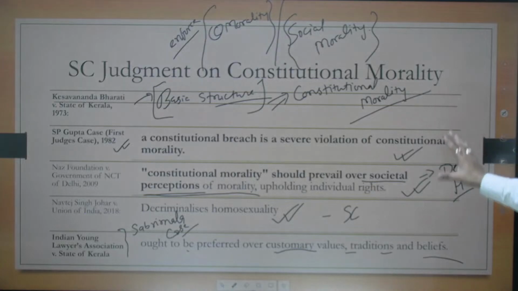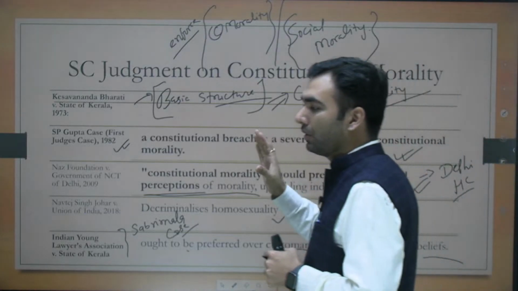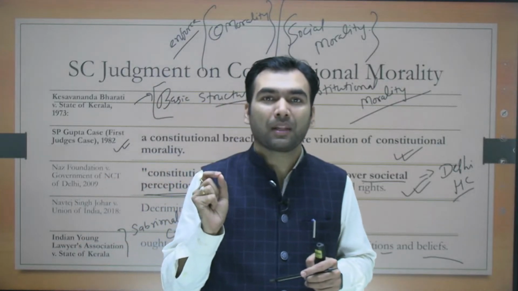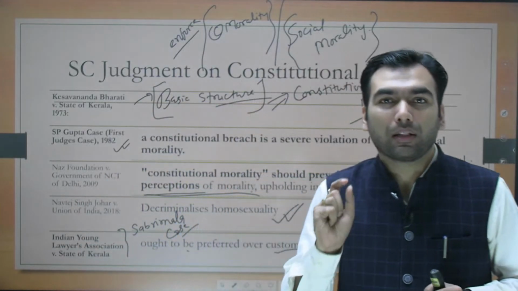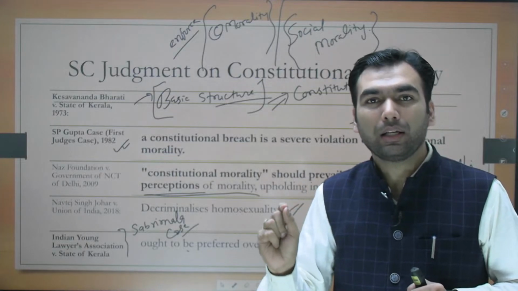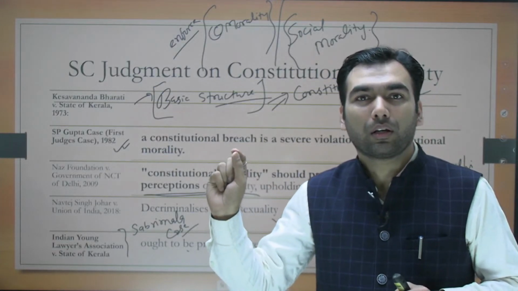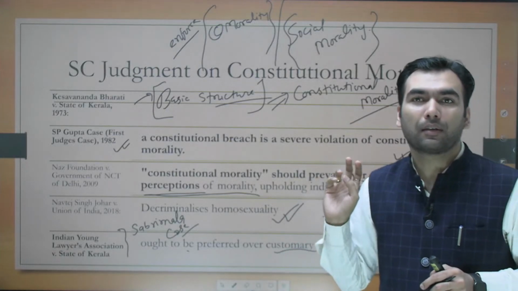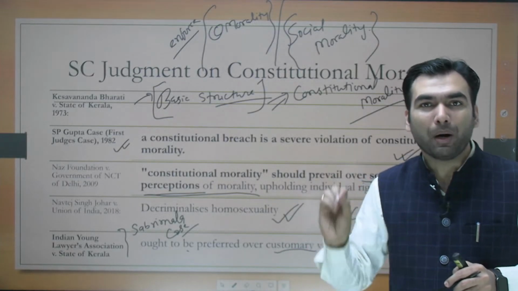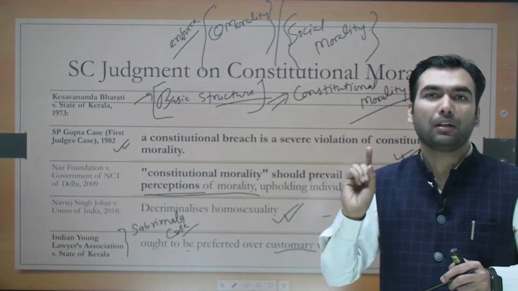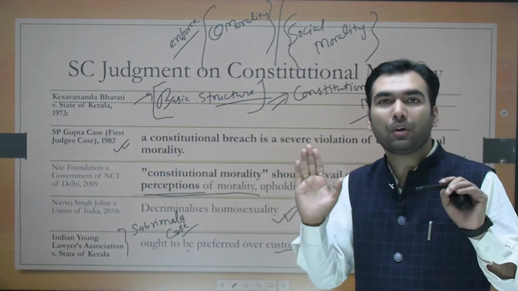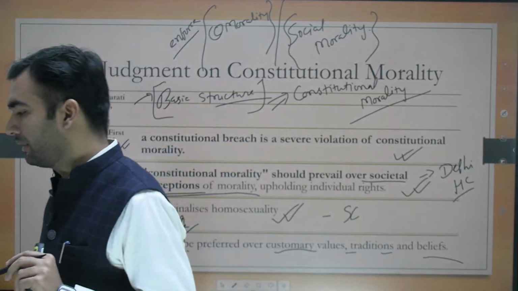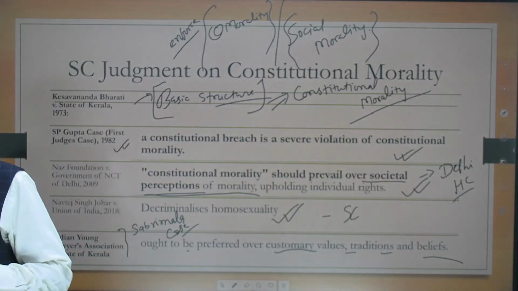So after writing these cases, we can simply conclude in unequivocal terms that the Supreme Court has taken this position that constitutional morality is superior to societal morality, and in case of any conflict, the court is bound to implement constitutional morality. There is no second guessing at all. Is it clear? If you have any doubt, please ask.